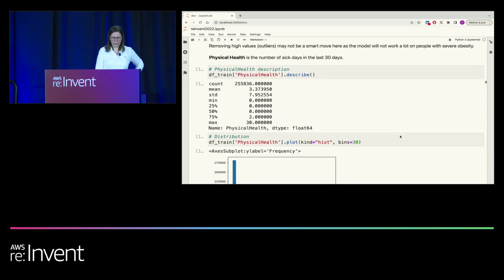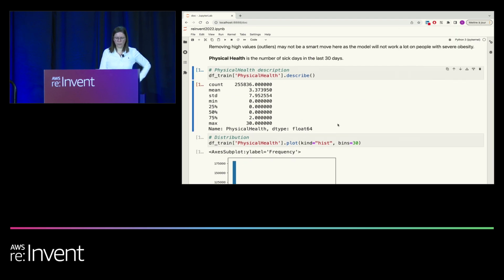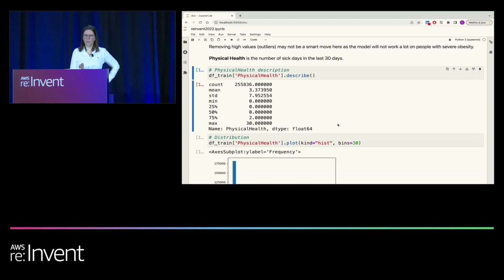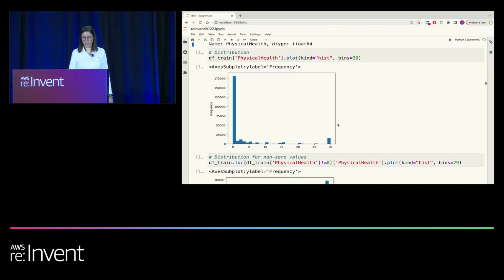Physical health is very strange. It is a feature that is saying, in the last 30 days, how many days were you physically ill? So it is something between 0 and 30. 0, you were okay the whole month, and 30, you were ill the whole month. And we have this kind of distribution.